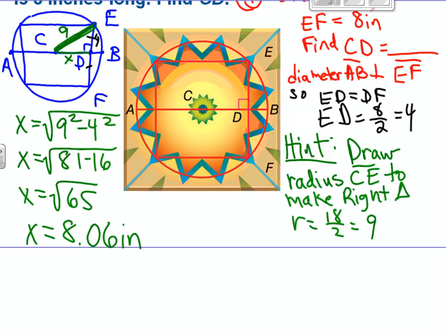So the problem isn't hard if you do this right triangle thing, but if you don't draw in the right triangle, it could look like you don't have enough information to do the problem. So just be careful there.